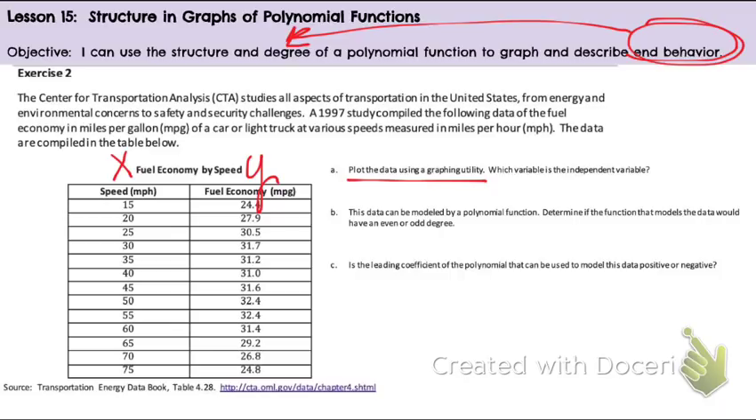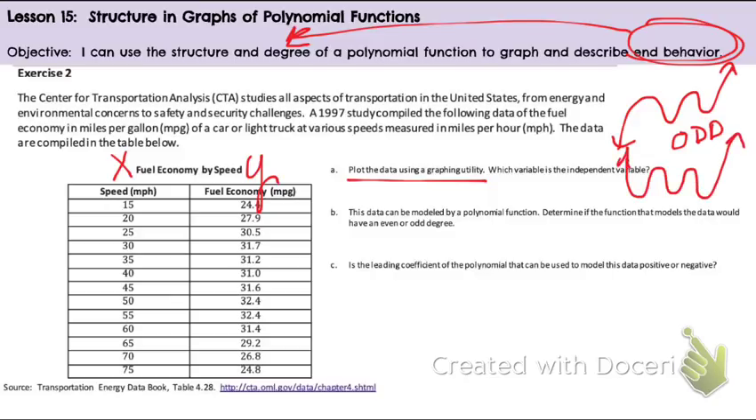Does the graph go off in different directions? That's an odd function. If eventually at the ends it goes off in the same direction, either to positive or negative infinity, that's an even function. And then question C, is the leading coefficient of the polynomial function that can be used to model this data positive or negative?